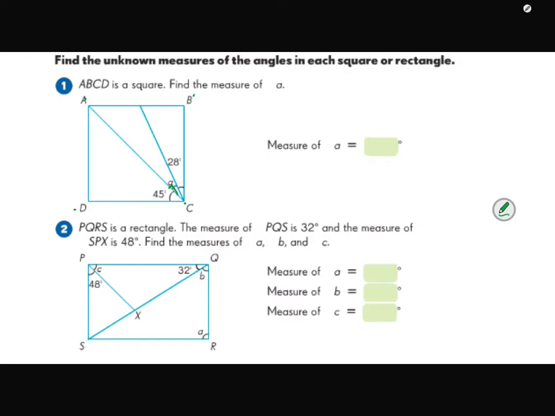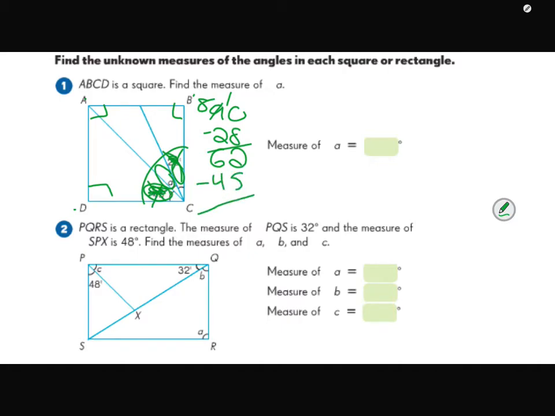All right, well, again, if this is a square, then all of these are 90 degrees. So if this is 28 and this is 45, I know that these three together get me 90. So I'm just going to get rid of the two I have and then see what's left. So I'm going to do 90, and I can take away the 28, and I have 62 left, but then I have to get rid of this 45 that I also have. I'm going to rewrite it over here: 62 minus 45.